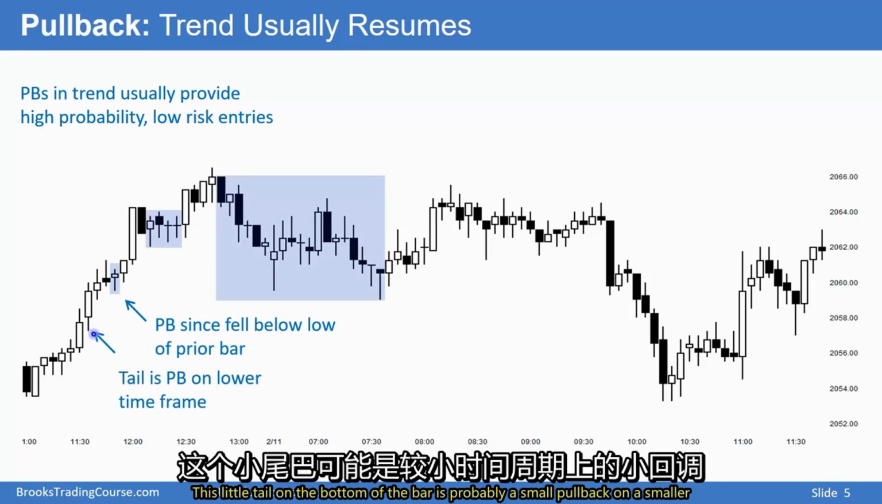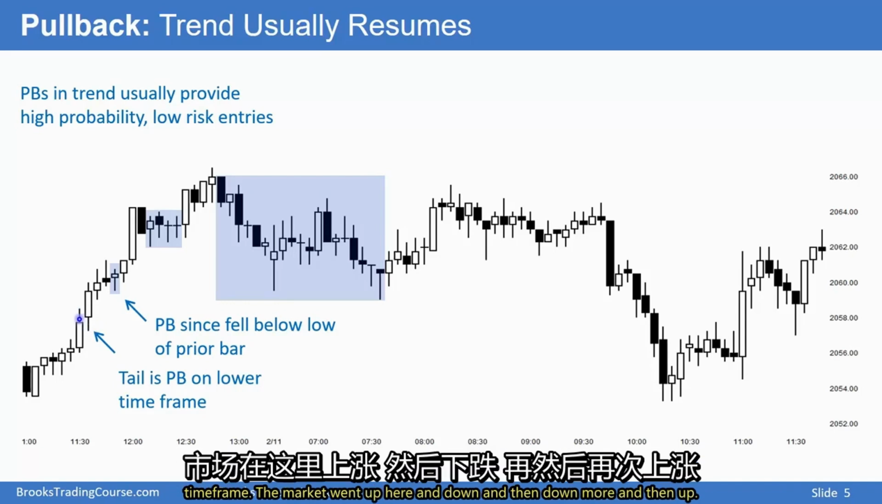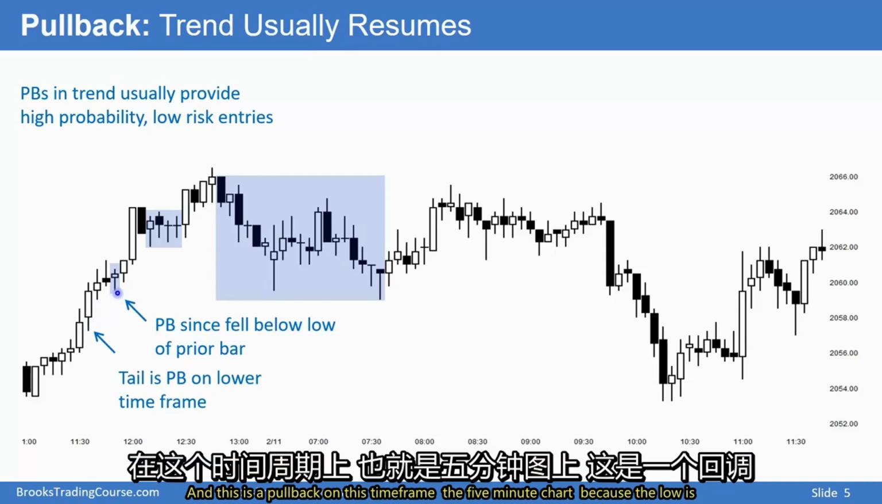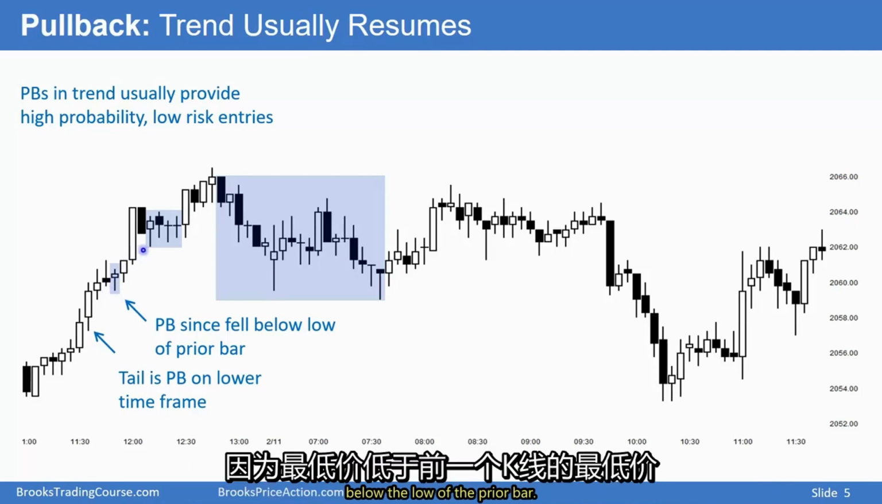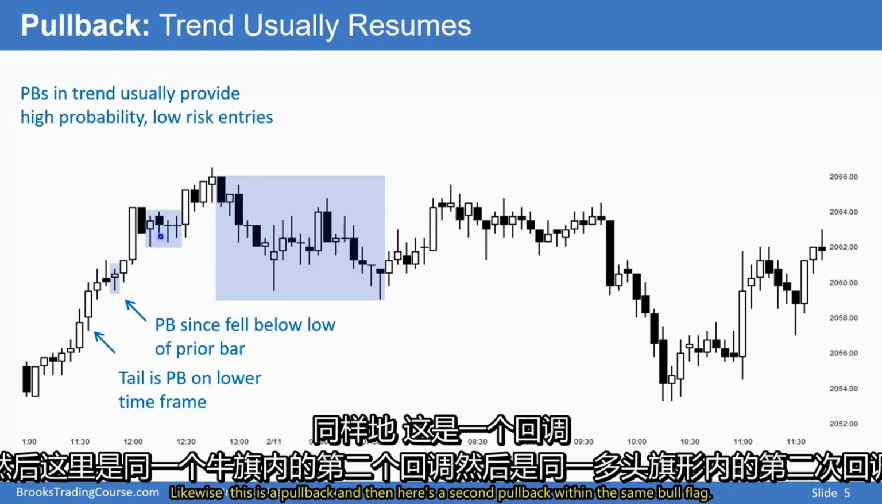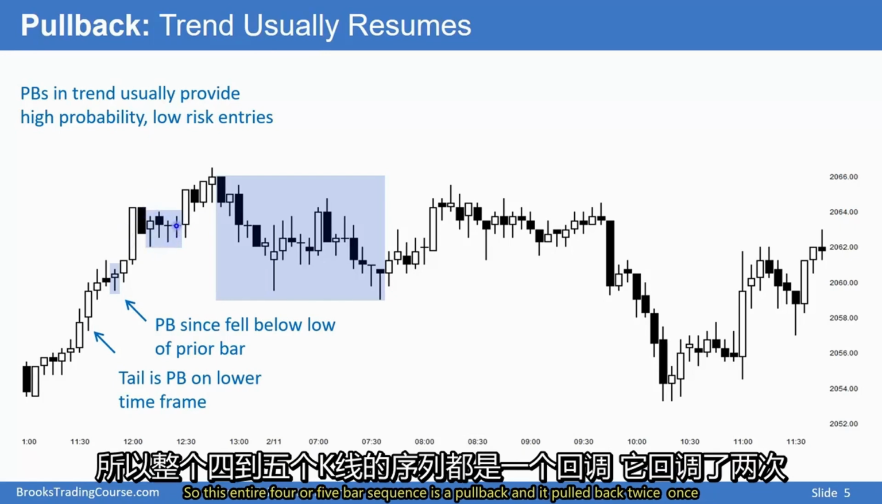This little tail on the bottom of the bar is probably a small pullback on a smaller time frame. The market went up here and then down more, and then up. And this is a pullback on this time frame, the 5-minute chart, because the low is below the low of the prior bar. Likewise, this is a pullback. And then here's a second pullback within the same bull flag. So this entire 4 or 5 bar sequence is a pullback, and it pulled back twice.